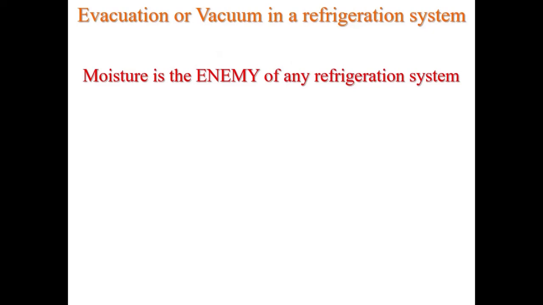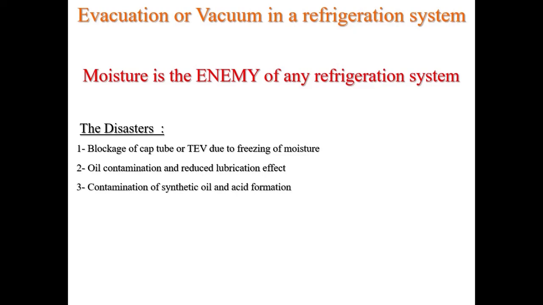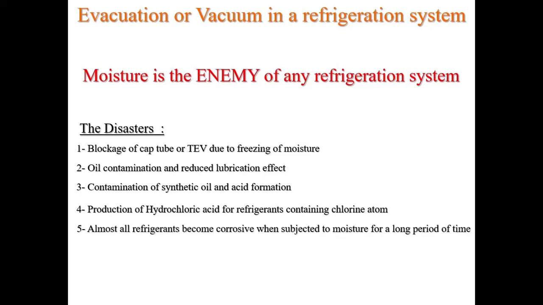The presence of moisture causes many problems, such as blockage of the capillary tube or TEV due to the freezing of moisture, oil contamination and reduced lubrication effect, contamination of synthetic oil and acid formation, production of hydrochloric acid in refrigerants containing chlorine atoms. Almost all refrigerants become corrosive when exposed to moisture for a long period of time. Therefore, the removal of moisture from the system is essential.